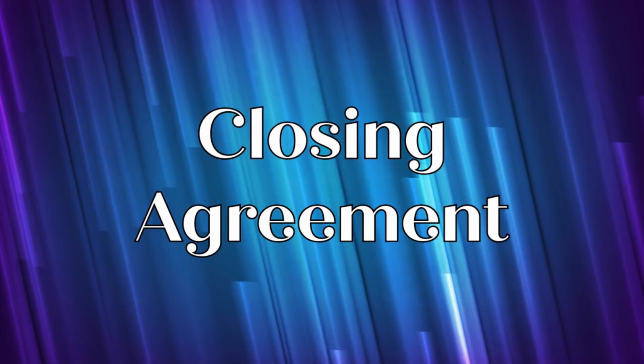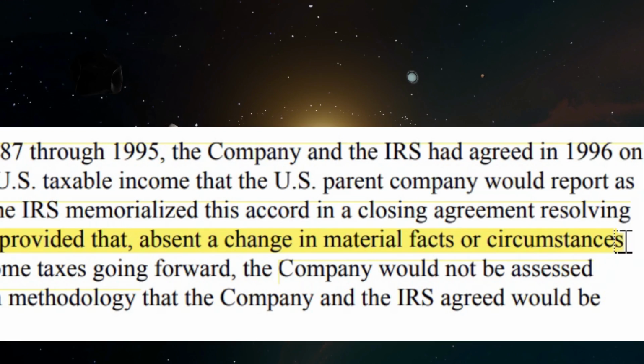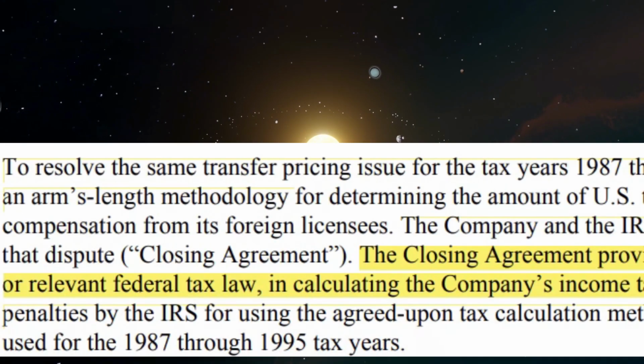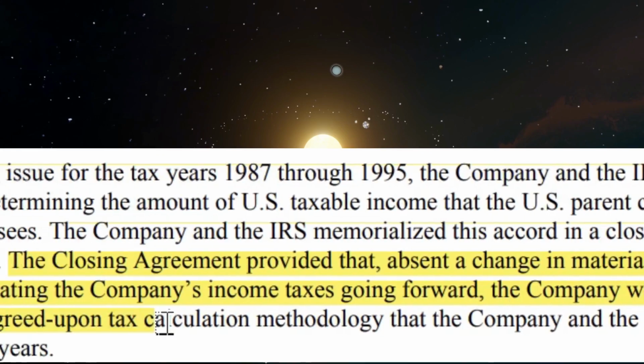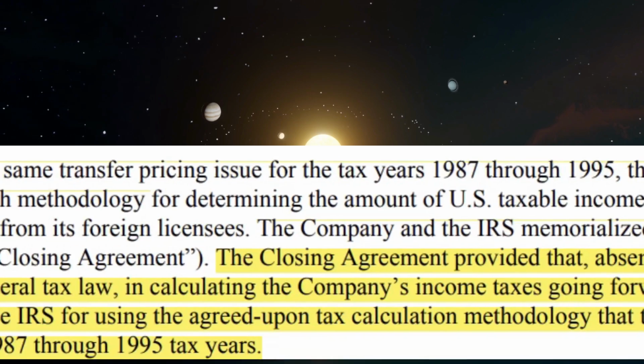They basically say, okay, so in 1996, we had this closing agreement with the IRS, where the closing agreement provided that absent a change in material facts or circumstances or relevant federal tax law, the company will not be assessed penalties by the IRS for using the agreed upon tax calculation methodology that the company and the IRS agreed would be used for the 1987 through 1995 tax years. And so Coca-Cola asserts that based on this closing agreement, we've been using the same methodology, so we don't understand why IRS is having problems with it now.